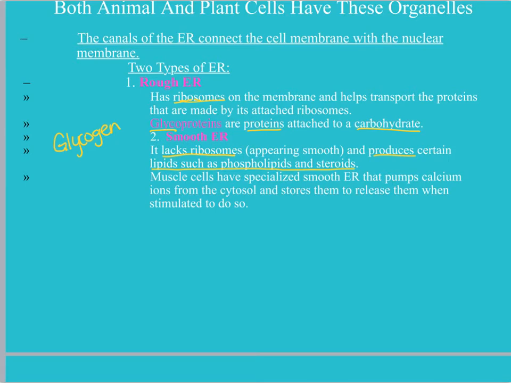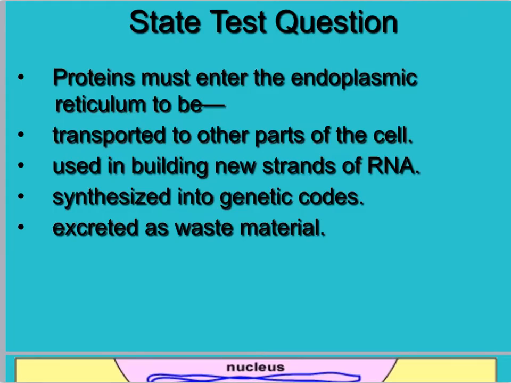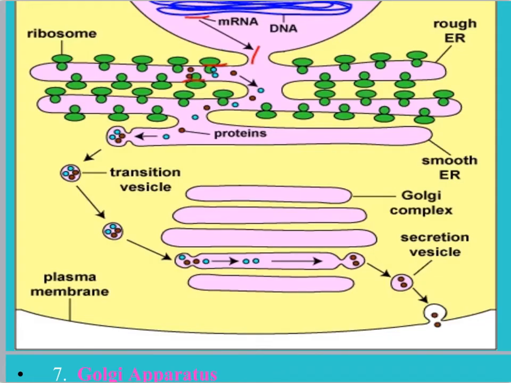Another example is gland cells that produce a lot of secretions, for example, the glands that produce insulin in your body. You're going to have more of those cells and more smooth ER in those cells. Proteins must enter the endoplasmic reticulum to be transported to other parts of the cell, used in building new strands of RNA, synthesized into genetic codes, or excreted as waste. Hopefully you recalled transported was a key word there. So ER, transported.